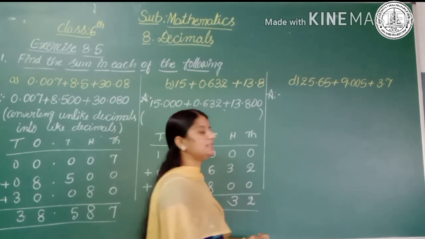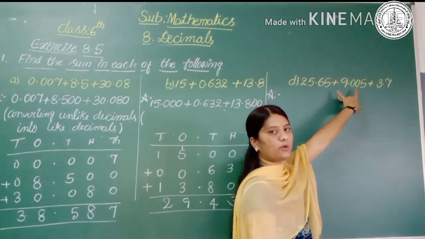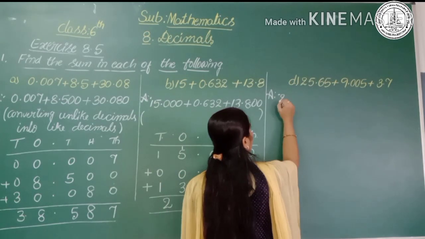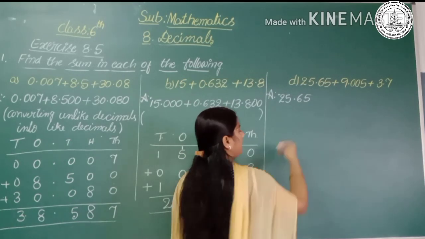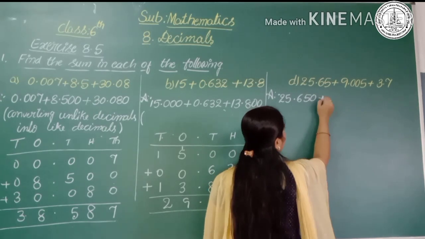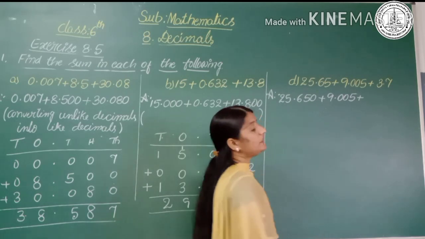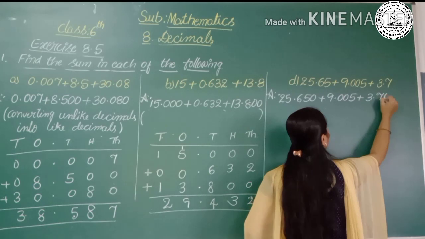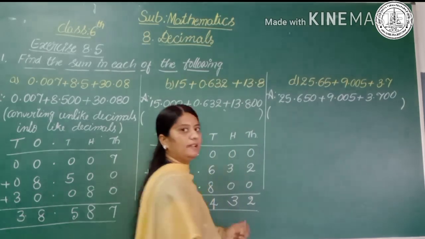25.65 plus 9.005 plus 3.7. So here the least decimal place value is thousands. So we have to write up to the thousands. Okay, yes, first number is 25.65. So here there is only the hundreds place. Then add 0, it will become 0 in thousands. Okay, then plus 9.005 plus 3.7. It has only the tens place, and write the hundreds and thousands places as 0. Okay, in the bracket write converting unlike decimals into like decimals.